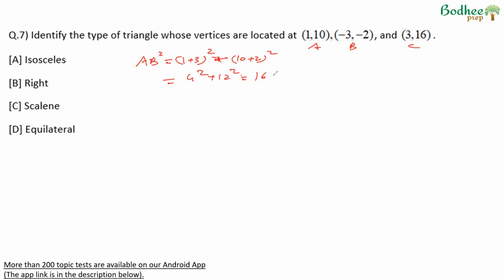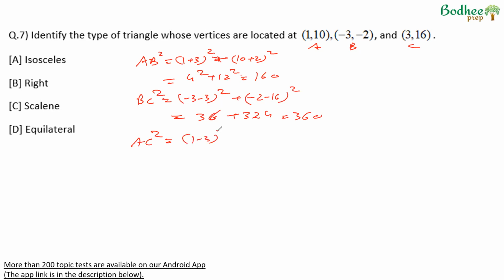144 plus 16, 160. If you look at BC square, this will be (-3 minus 3) whole square plus (-2 minus 16) whole square, which is 36 plus 324, that is 360. Then we look at AC. (1 minus 3) square plus (10 minus 16) square. 1 minus 3, 10 minus 16. 2 square is 4, 6 square is 36, which is 40.